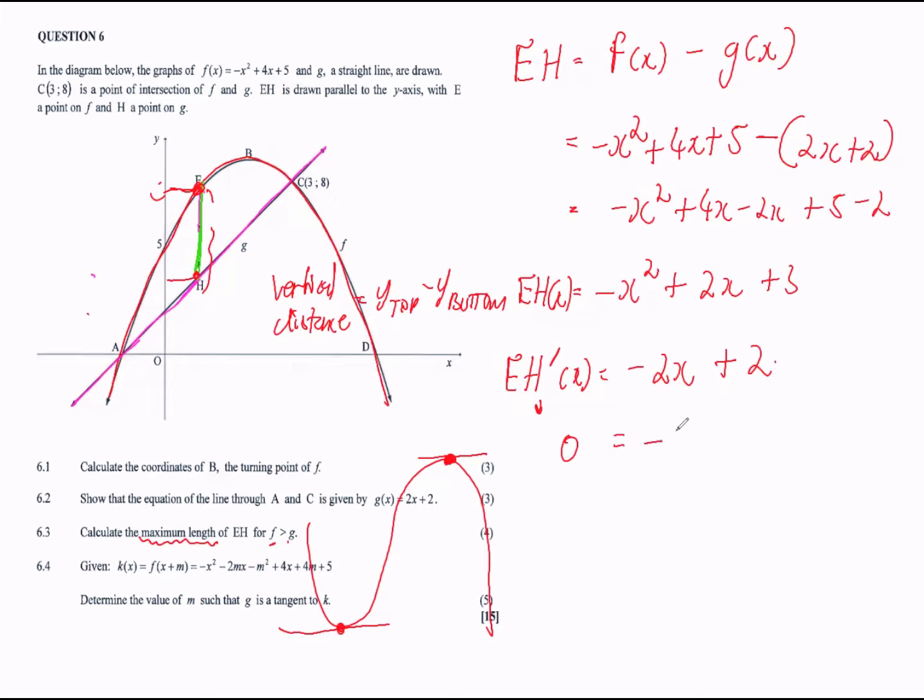So 0 is equal to negative 2x plus 2. Now we can take the negative 2x over to this side. We have positive 2x equal to 2. Then we're going to divide both sides by 2. Now our x is equal to 1.